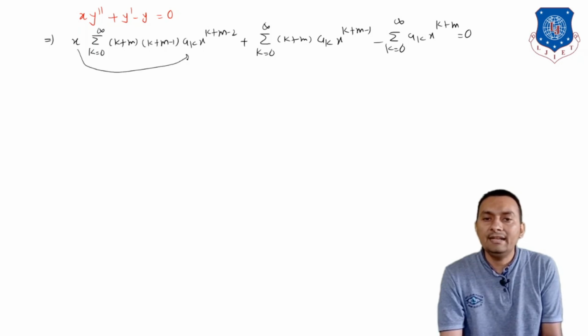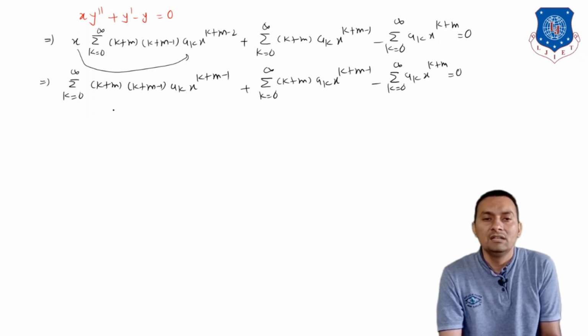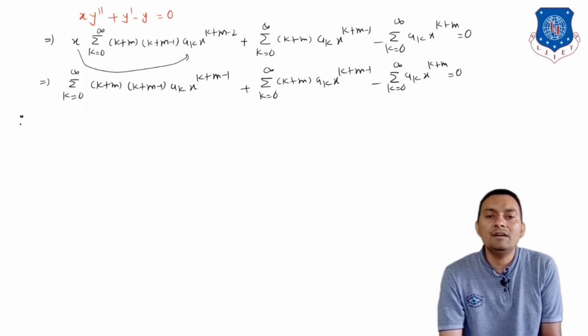Now I'm just taking the x inside, so what will I get? Summation from k equal to 0 to infinity, k plus m, k plus m minus 1, ak x raised to k plus m minus 1, plus summation from k equal to 0 to infinity k plus m ak x raised to k plus m minus 1, minus summation from k equal to 0 to infinity ak x raised to k plus m is equal to 0. So now in the next step, what we are going to consider is to make the same power of x.